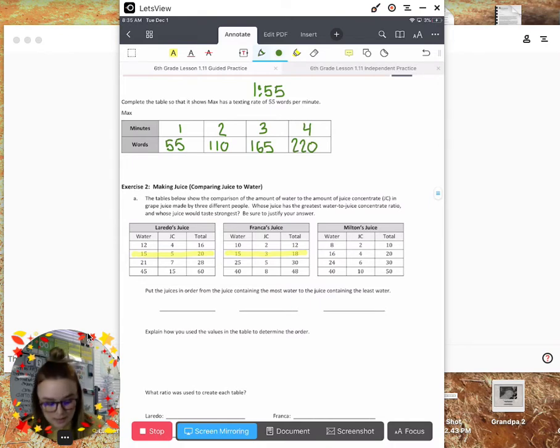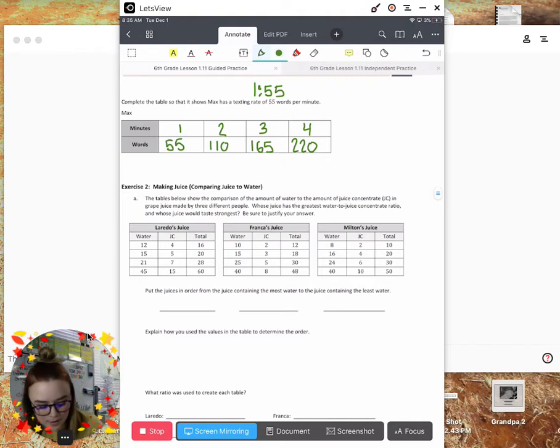So we can see that. And then we can compare Franca to Milton with 40. Milton has more juice than Franca does in her 40 than in his 40. So we can use that, or we can do what we did with the girls and we can take these ratios and kind of scale them down to make them as small as we can.